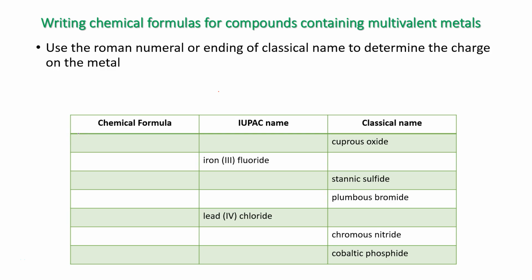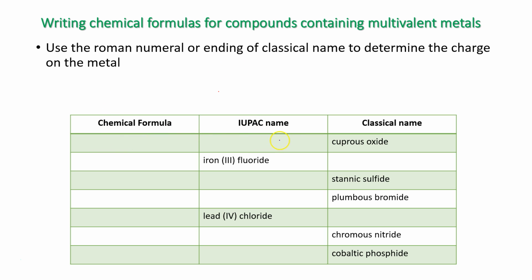In this video, I'm going to go over how to determine the chemical formula for a compound that contains a multivalent metal. In order to determine the chemical formula for a compound with a multivalent metal in it, we have to consider the Roman numeral in between the first and last name of the compound, or, if given the classical name, we have to determine the charge based on the classical name. Okay, so let's look at some examples.